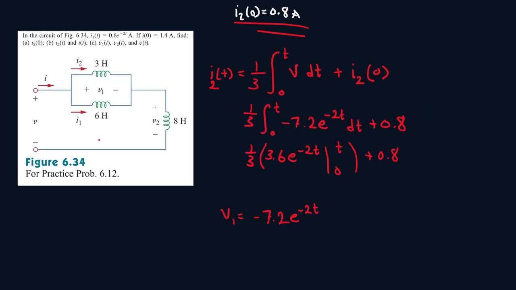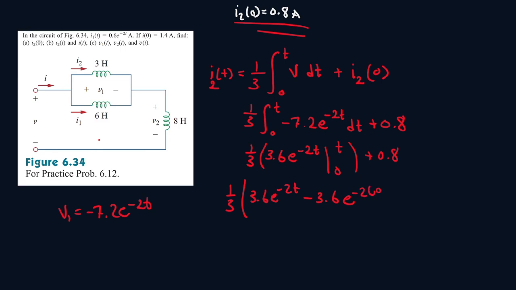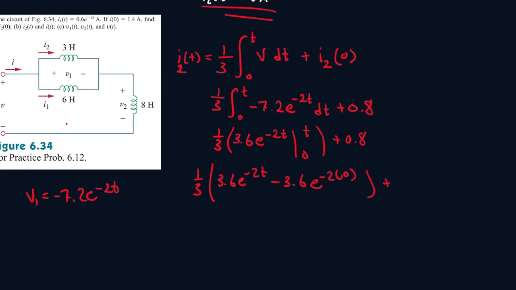Okay, wait, hold on. Let me bring that here. Okay, now so 1 over 3, 3.6 e minus 2t minus 3.6 e minus 2 times 0. Okay, plus 0.8.